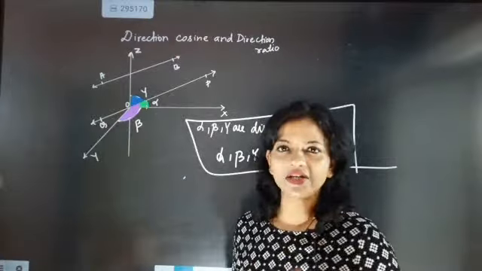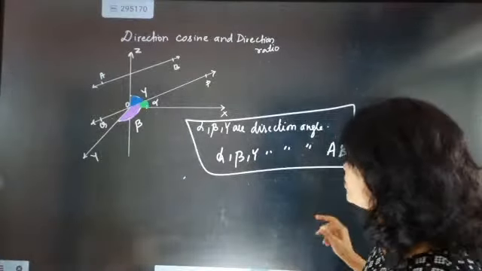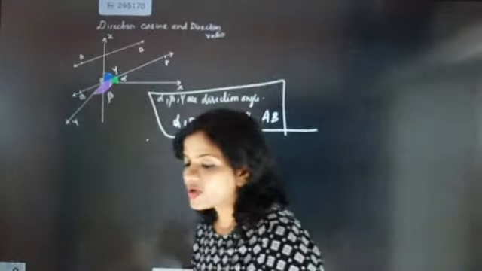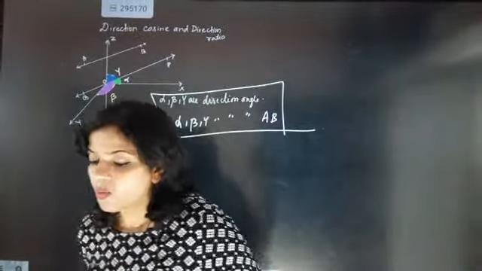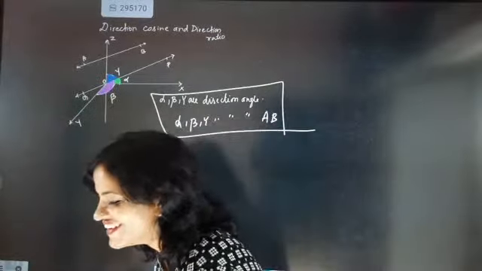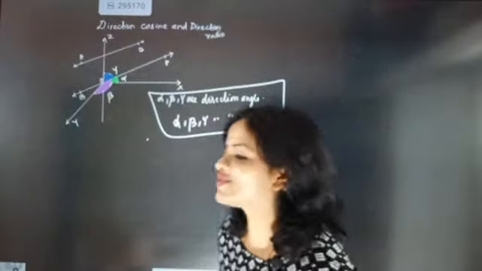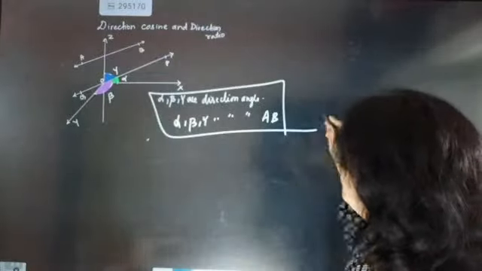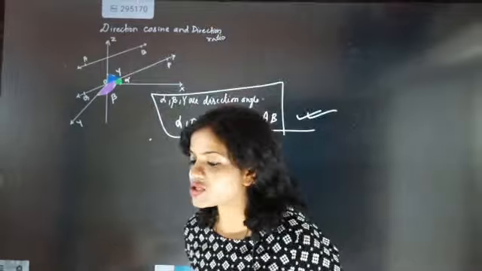Once this part is over, the next part we are going to do is find the direction cosine. So what will be the direction cosine of AB? What will be the direction cosine of AB?